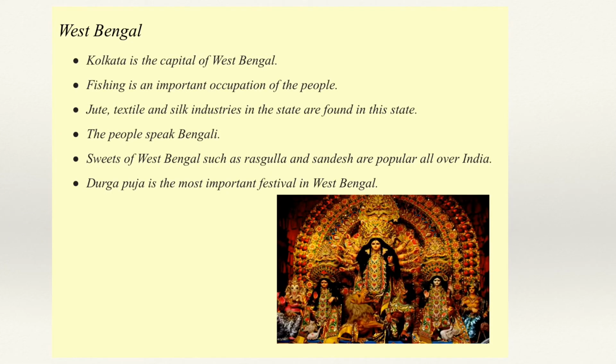Further east of Bihar is West Bengal. Kolkata is the capital of the state. Fishing is an important occupation of the people because West Bengal has a long coastline. The main well-developed industries of West Bengal are jute, textile and silk industries. People speak Bengali. Sweet dishes of West Bengal are rasagullas and sandesh. Durga Puja is the most important festival of West Bengal.